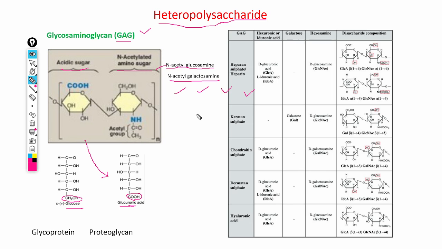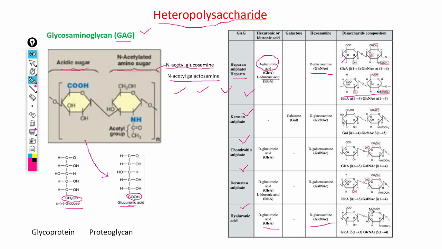Okay, so there are different types of glycosaminoglycans. For example, heparin. Heparin is glucuronic acid with N-acetyl glucosamine. This is the first structure. The second structure is iduronic acid with glucosamine. Like that there are keratan sulfate, chondroitin sulfate, dermatan sulfate and hyaluronic acid. Hyaluronic acid is formed by glucuronic acid with glucosamine, or simply called N-acetyl glucosamine.